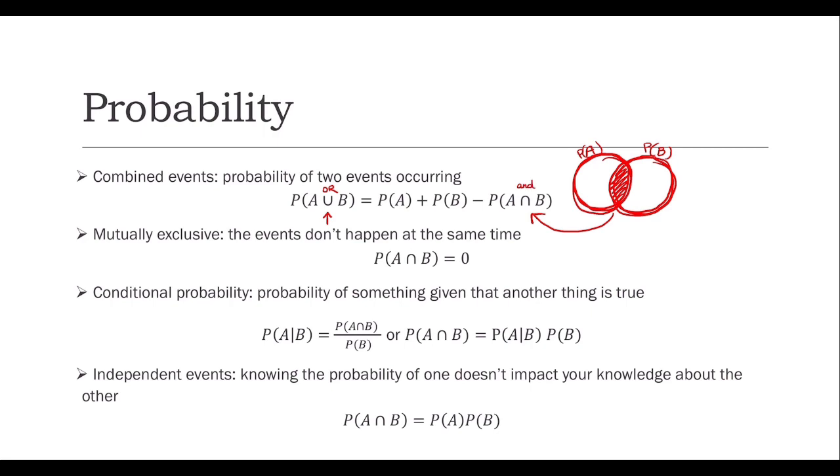So mutually exclusive events are events that don't happen at the same time. Because this middle section is non-existent, A and B is 0, so they would just be two separate events with no overlap.